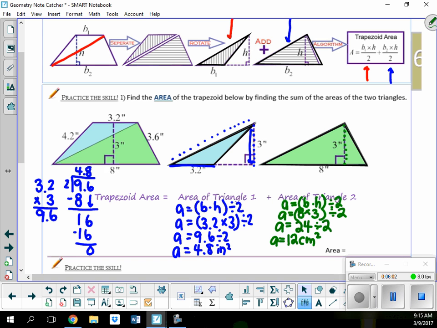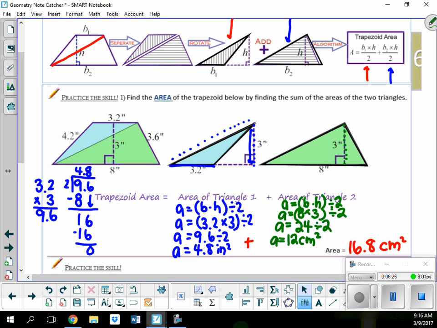And if we add together 4.8 plus 12, we get a total area for our trapezoid of 16.8 centimeters squared.